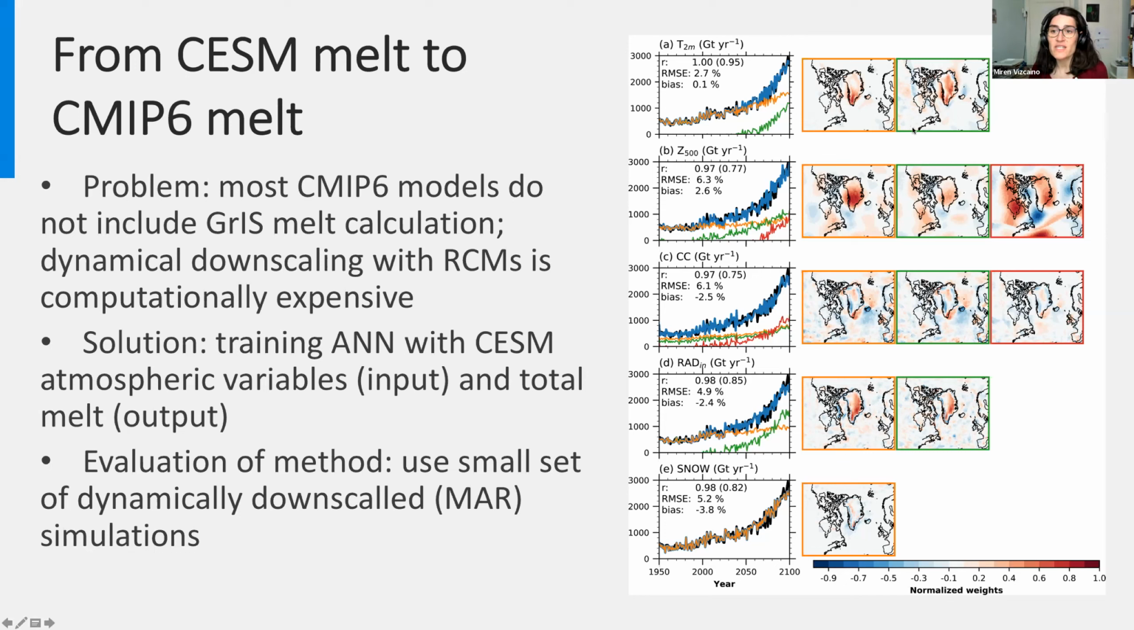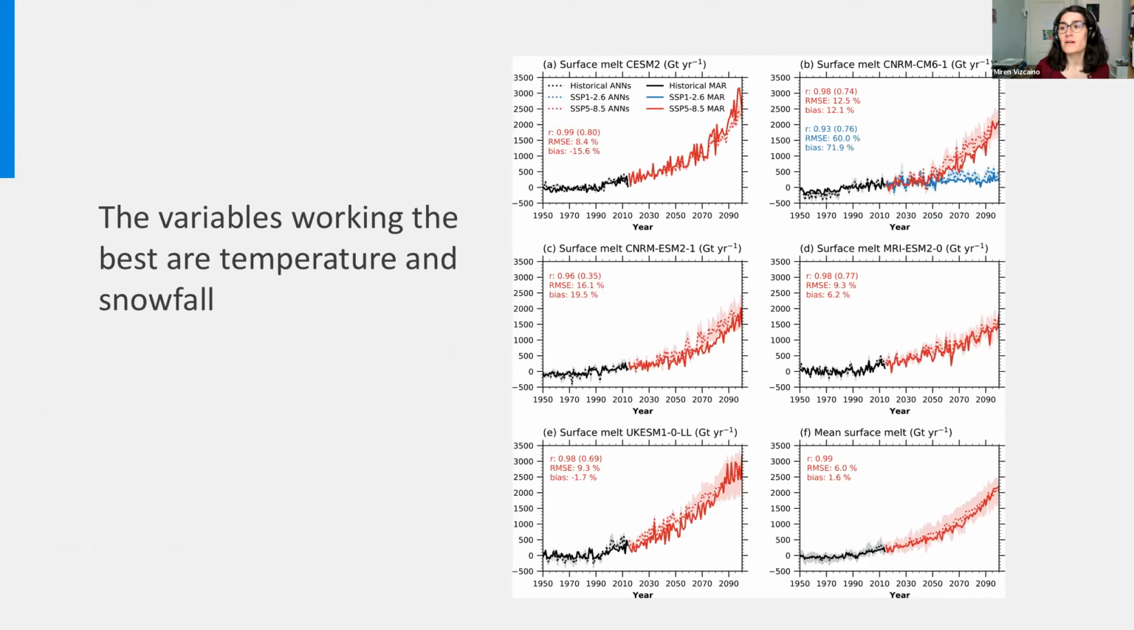And so this is for the training. When we did the training with CESM, we could use temperature and geopotential and clouds and so on, and we would get melt. But then when we went and used the climate models, we found that these two variables, 2 meter temperature and snow, would work the best. We evaluated with a regional climate model, MAR, that was dynamically downscaling the very same set of GCMs in 5 or 6 simulations.